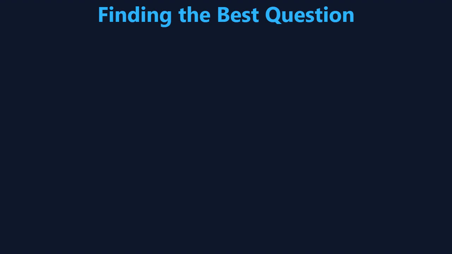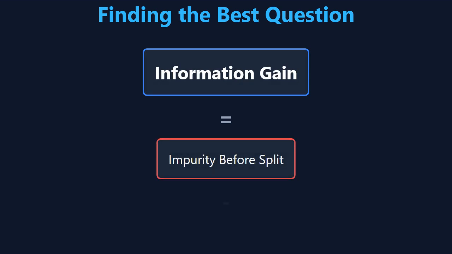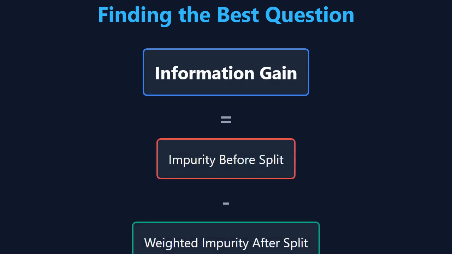Now we can evaluate possible questions. Suppose before splitting, our data is highly mixed. After asking, can fly? We get two groups. One group contains mostly penguins. The other contains mostly sparrows and eagles. The uncertainty decreased. That reduction in uncertainty is called information gain. Conceptually, the tree chooses the split that gives the greatest improvement.